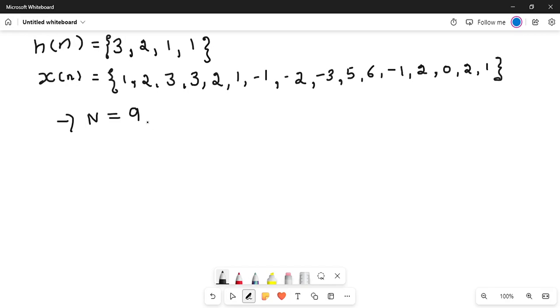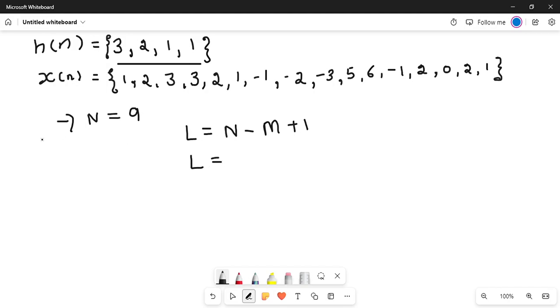Fine. Okay. So n is equal to 9. So what do I need now? I need L. I know M. What is my M? My M is the length of h of n. Okay. So my L is equal to n minus M plus 1. Okay, this is one important first thing you're supposed to do.